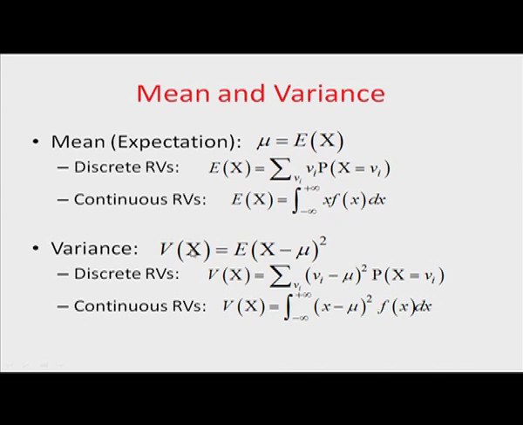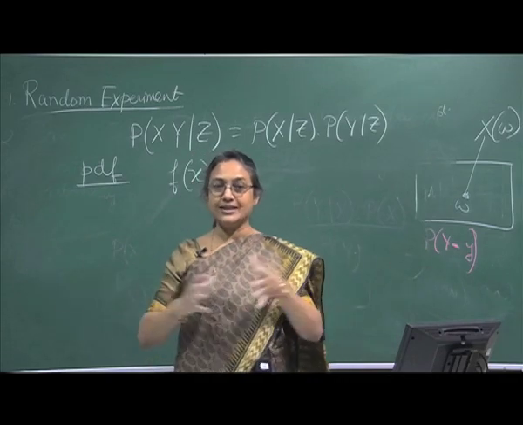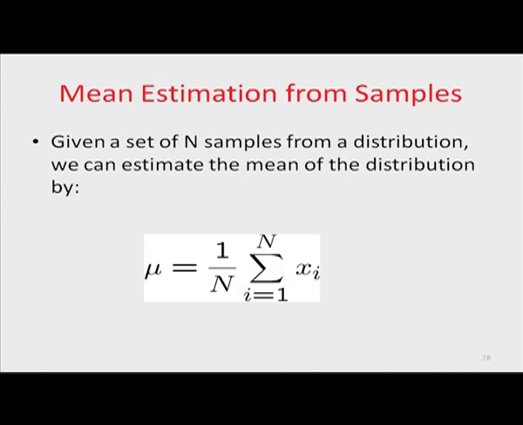Variance of x is the expectation of (x minus mu) whole square. It measures how spread out the function is, how wide the function is. For discrete random variables, Vx is given by the summation over nu i of (nu i minus mu) whole square times the probability that x equals nu i, and for continuous random variables, it is given by the integration from minus infinity to plus infinity of (x minus mu) whole square fx dx.